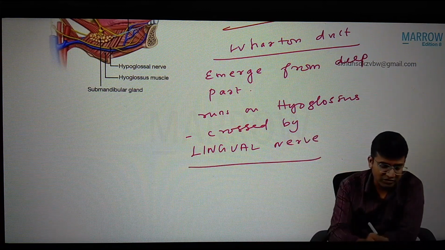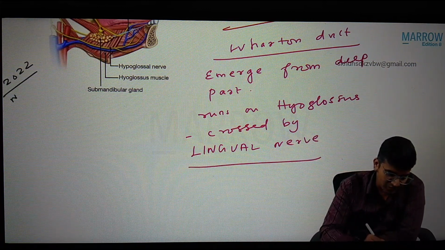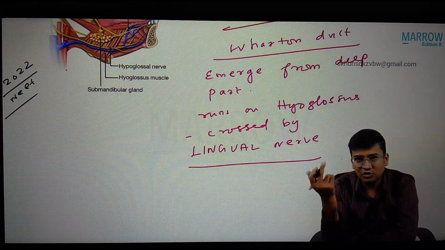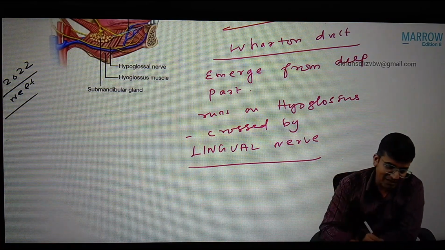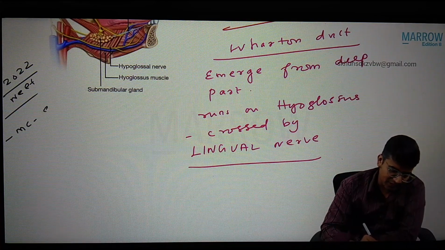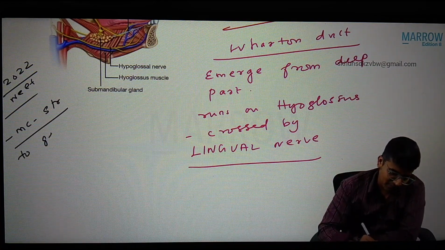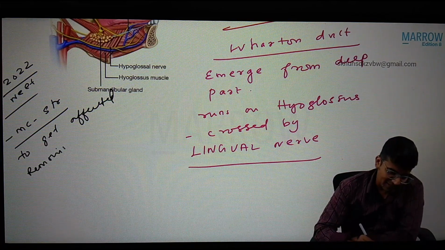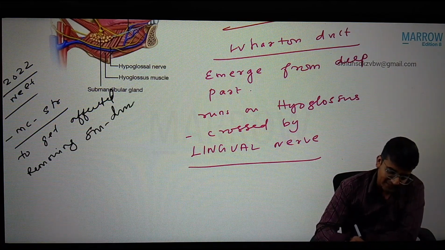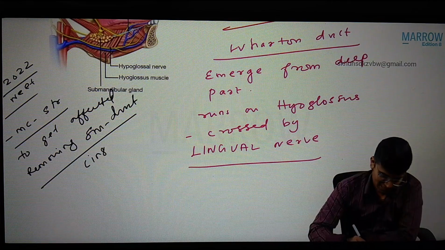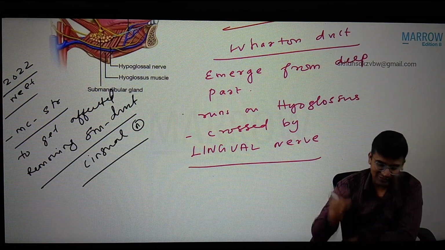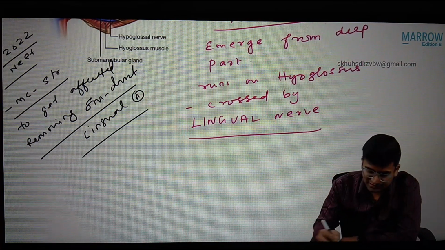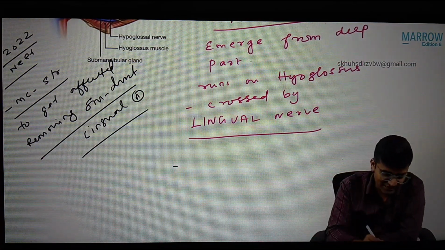That is a question we got in the 2022 NEET exam. I told you already. The most common structure to get affected while removing the submandibular duct? Structure? Lingual nerve. Okay, right. That's a question we got in the recent NEET exam. And the lingual nerve is crossing the duct.